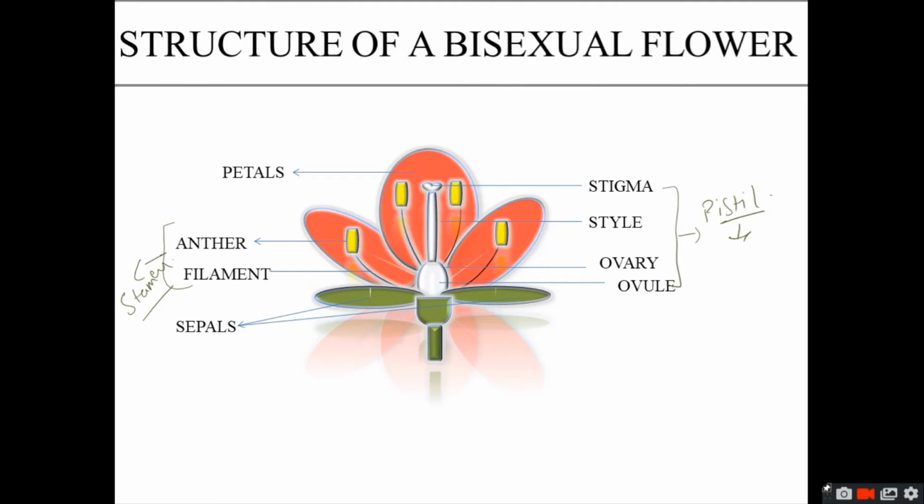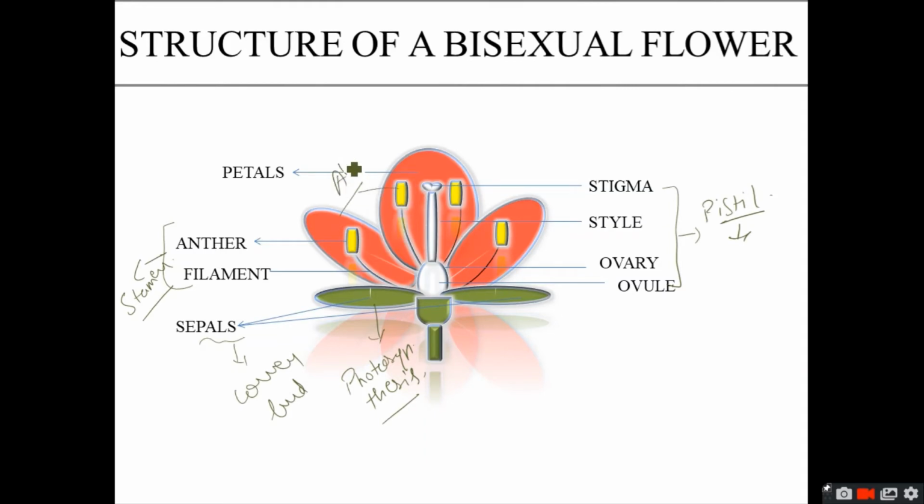Now another important part of this flower is the sepals. So sepals are basically, we can see that they are green in color, and what they do is they basically cover the bud, and due to their green color they are also helping in photosynthesis.